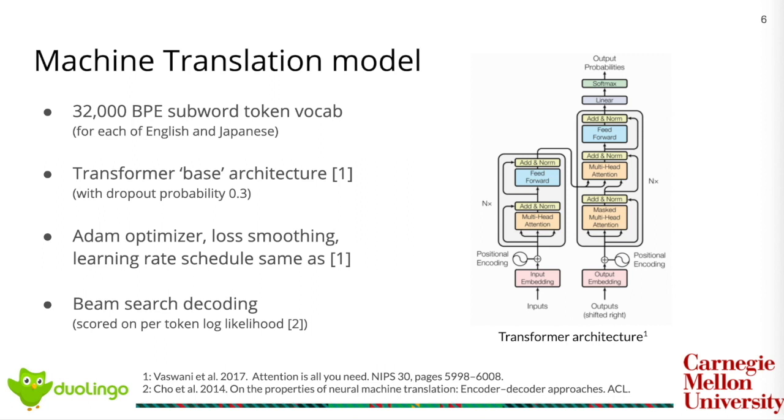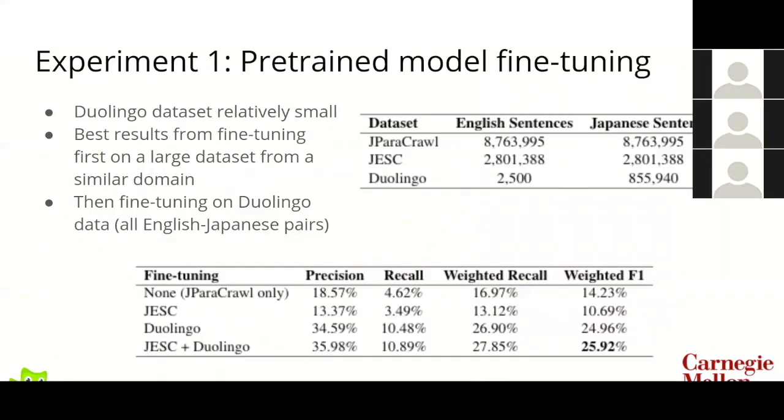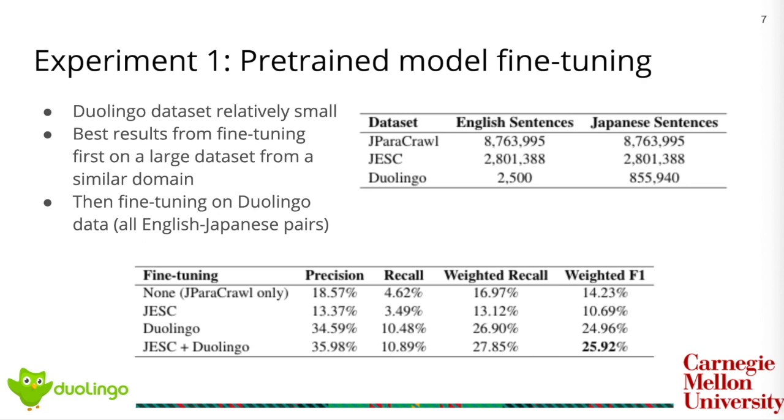On the machine translation side, we used a transformer-based architecture similar to the Attention is All You Need paper. For decoding lists of candidates, we outputted the entire beam width rather than pruning down to just the single best candidate. In our first experiment, we took a large pre-trained model trained on the JParacrawl corpus and fine-tuned that model first on a subtitles corpus and then on the small Duolingo corpus. Our Duolingo training set was all English to Japanese pairs in the corpus, and we found the best results with this two-step fine-tuning method.